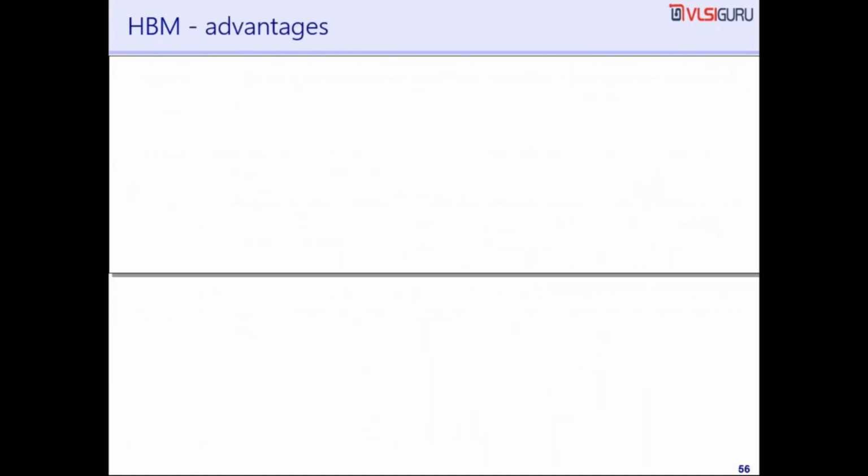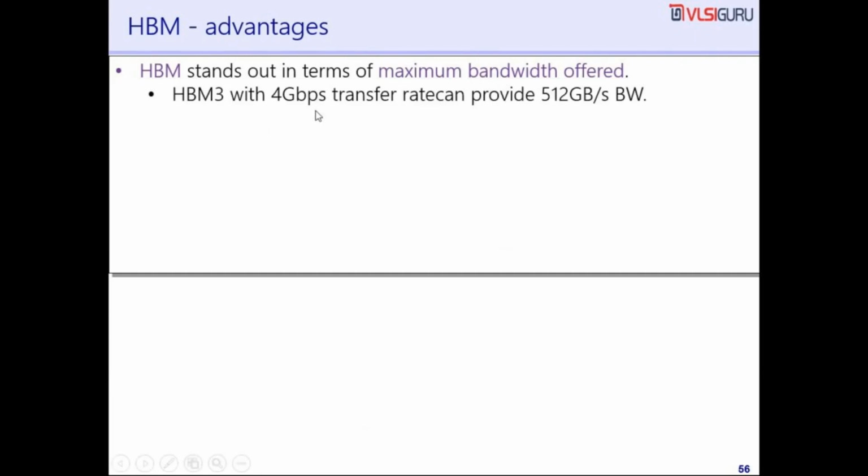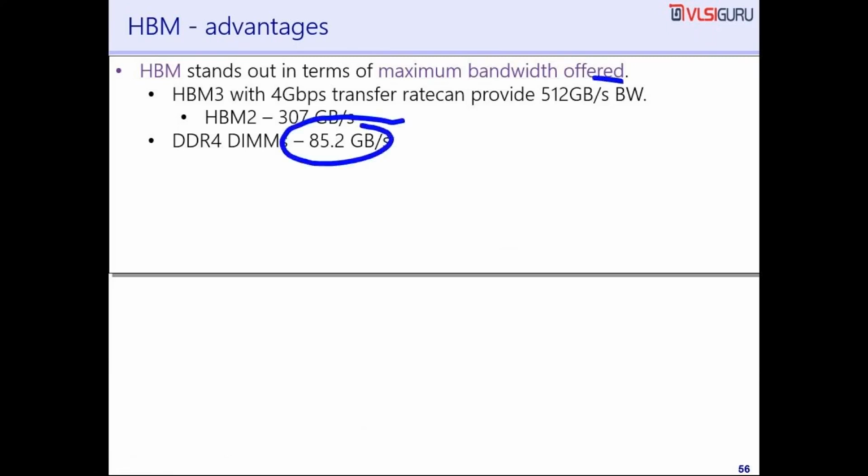Let's now talk about some of the advantages of the HBMs. See, HBM stands out in terms of the maximum bandwidth offered, because it's a wide interface. It offers very high bandwidth. HBM3 with a 4 gigabits per second transfer rate can provide 512 gigabytes per second bandwidth. HBM2 was offering 307 gigabytes per second, whereas the comparable DDR4 DIMMs offer 85.2 gigabytes per second. So you can see the significant difference between the bandwidth of DDR4 and this one.